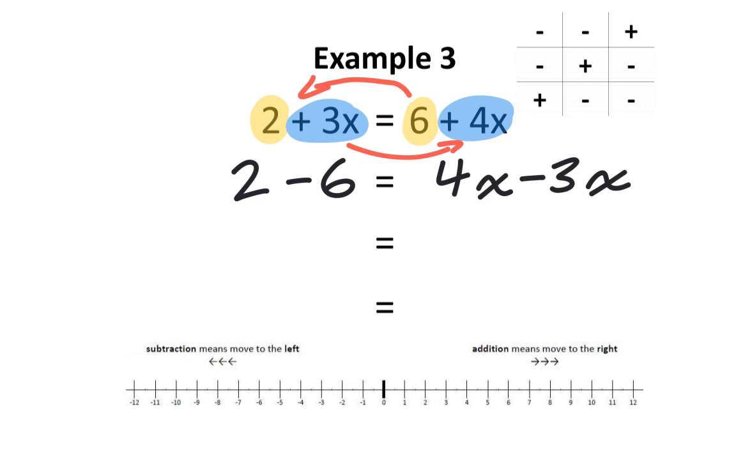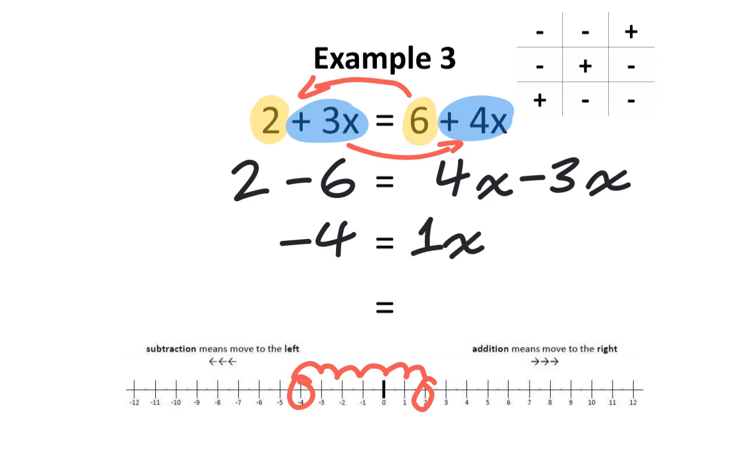2 subtract 6. I'm going to use a number line here, so I'm going to start at the number 2, and I'm subtracting 6, which means I'm moving 6 spaces to the left. 1, 2, 3, 4, 5, 6. Therefore, I end up at negative 4. So 2 subtract 6 is negative 4. Now on the right side of the equation, 4x minus 3x, that's a little bit simpler. That's going to give you 1x.